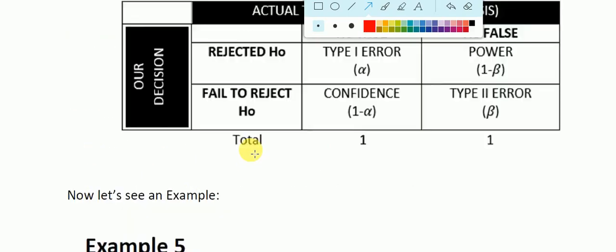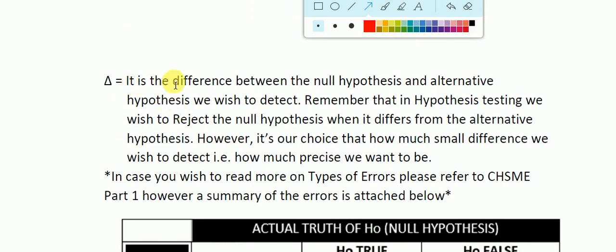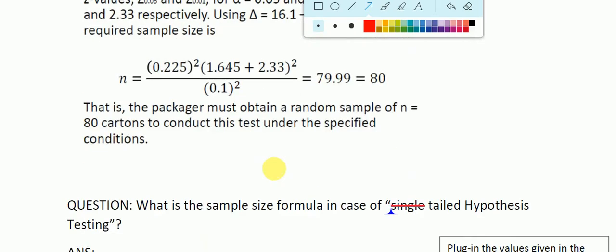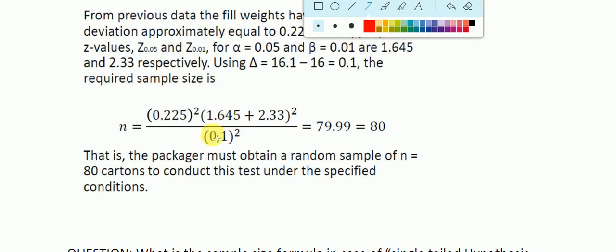Just go back over here. Delta is the difference between the null hypothesis and the alternative hypothesis that we wish to detect. So they say that the null hypothesis is mu is equal to 16, while they are claiming that in fact the actual mean is 16.1, which is the alternative hypothesis. So we'll subtract 16 from 16.1, and the difference is 0.1, and here we have the value of delta. So it's simple.